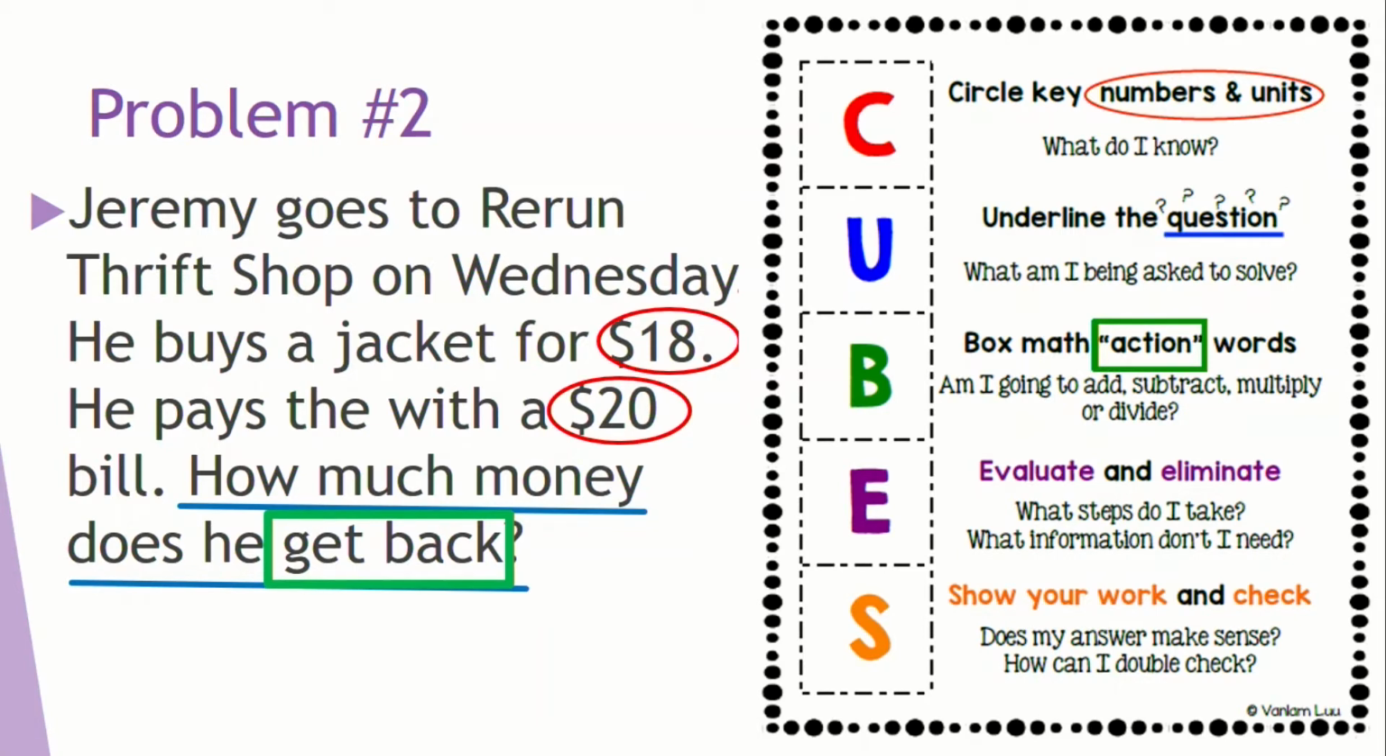Finally, we want to eliminate our extra information. Do you see any information that makes this story interesting but isn't going to help us solve it? Me too. Jeremy goes to Rerun Thrift Shop on Wednesday. Let's cross that off. Finally, we're going to solve.